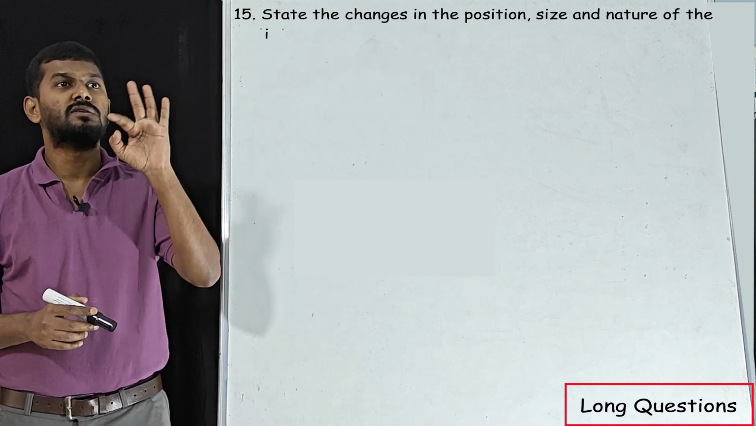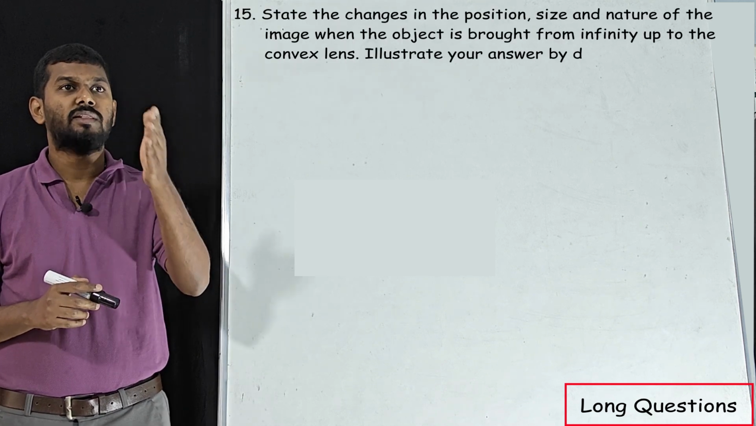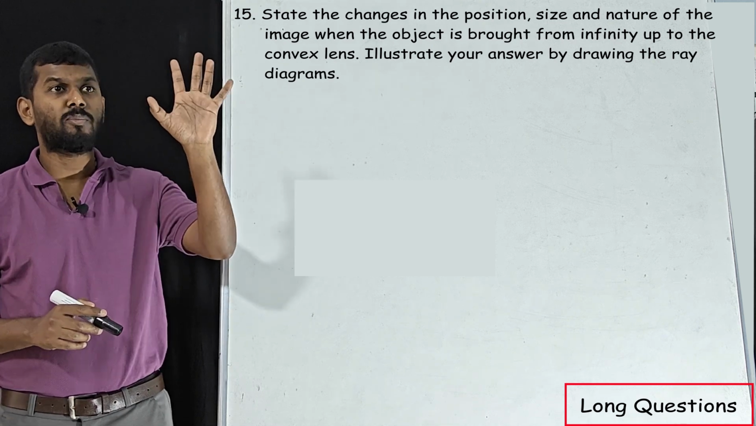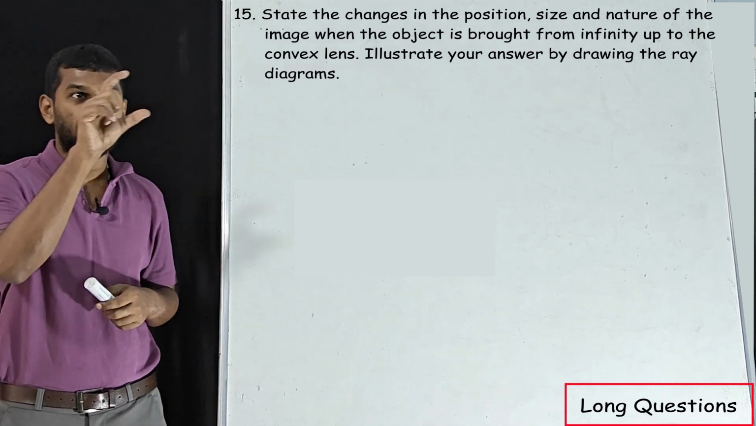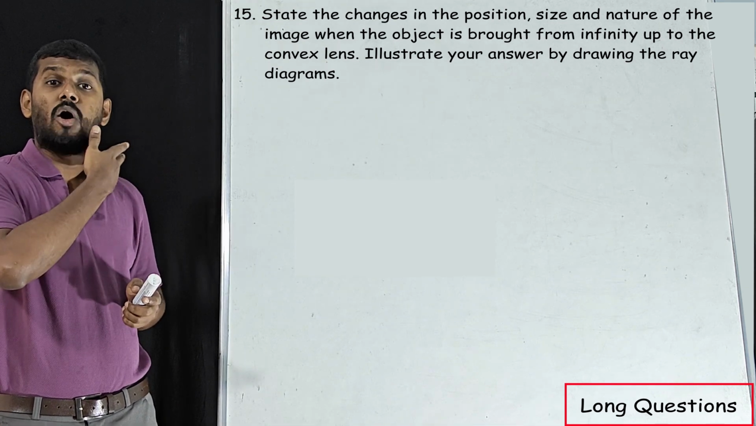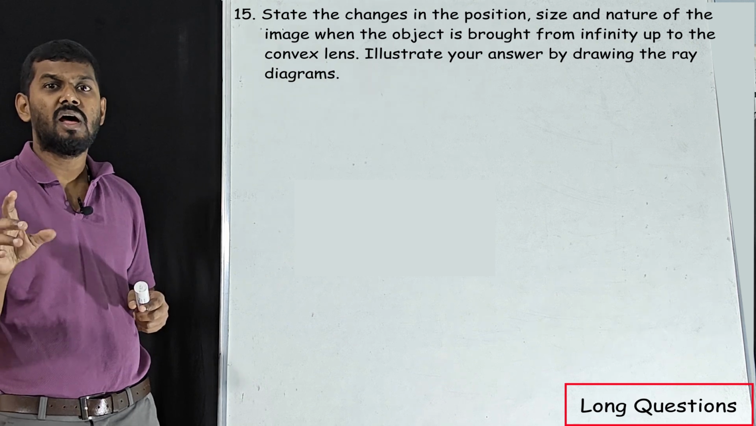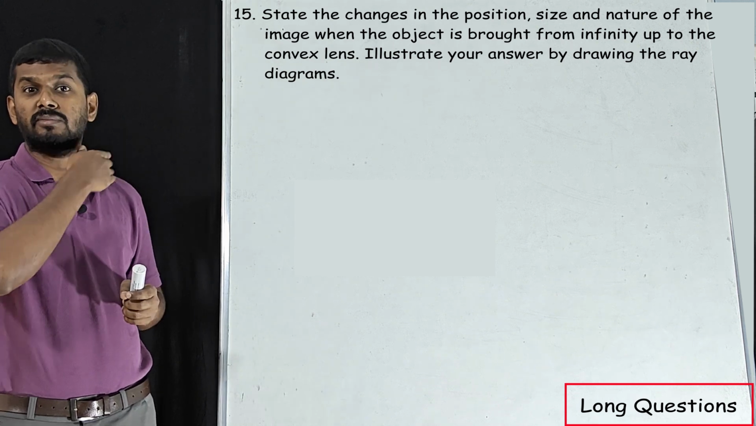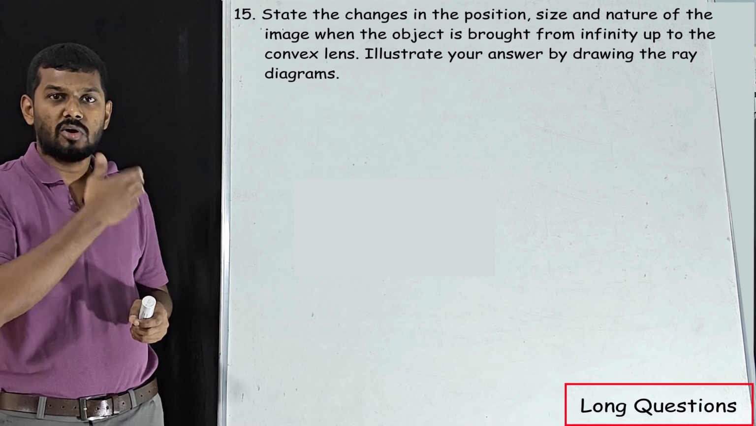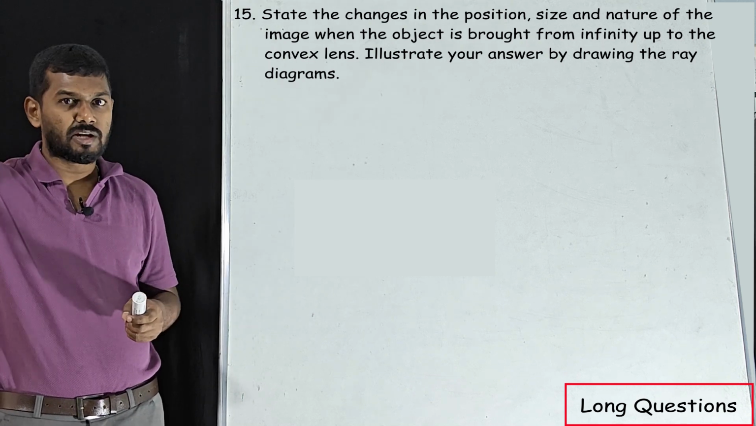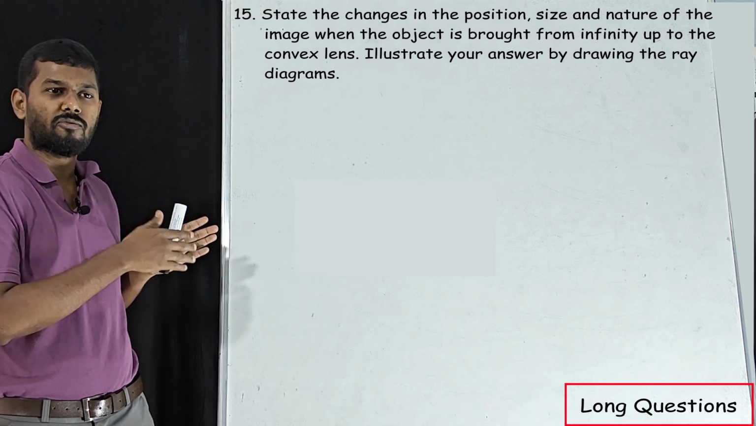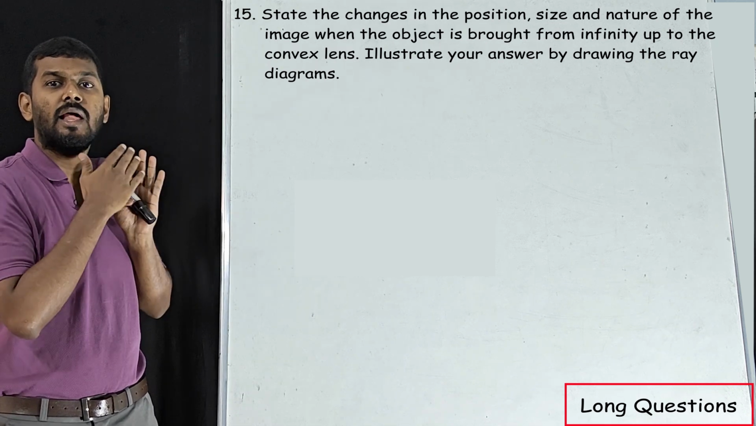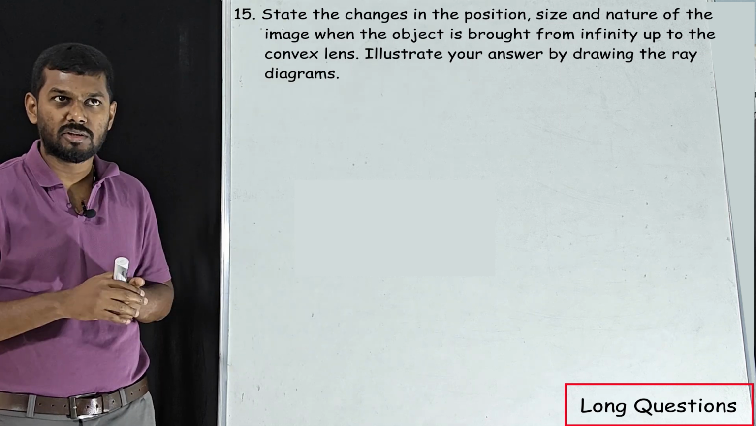That's it. Our next question: state the changes in the position, size and nature of the image when the object is brought from infinity up to the convex lens. Illustrate your answer by drawing the ray diagrams. So this question is nothing but all the cases of the convex lens. You have to draw the ray diagrams of all the cases from infinity, case 0 to case 6. So from case 0, the object is at infinity. Case 1, it is too far. Case 2, beyond 2F1, the object is coming near to the lens. All these cases you have to draw the ray diagram.